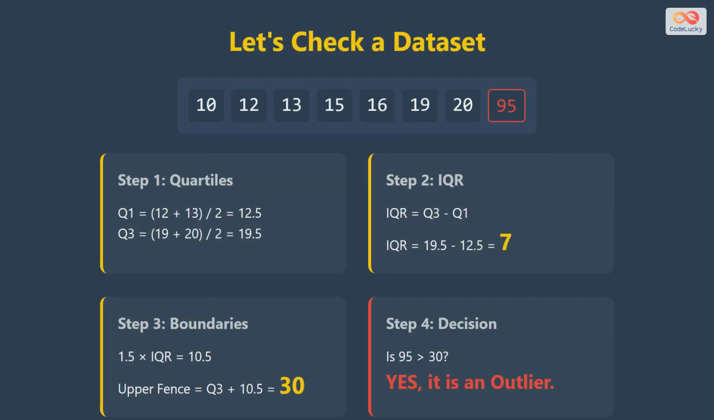Let's apply this to a real dataset. Look at these numbers: 10, 12, 13, 15, 16, 19, 20, and 95. 95 looks suspicious, right? First, we find Q1 is 12.5 and Q3 is 19.5. Subtracting them gives us an IQR of 7. Multiplying 7 by 1.5 gives us 10.5. Adding that to Q3, our upper fence is 30. Since 95 is greater than 30, it is mathematically an outlier.